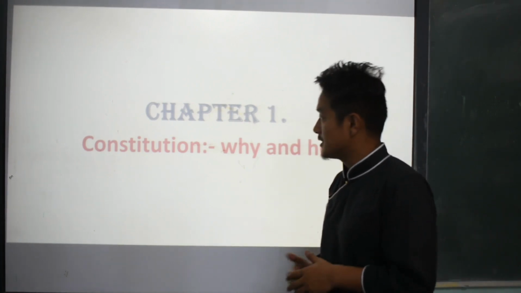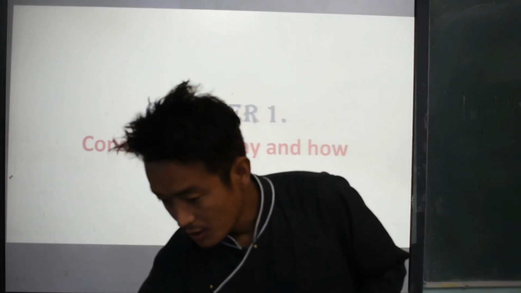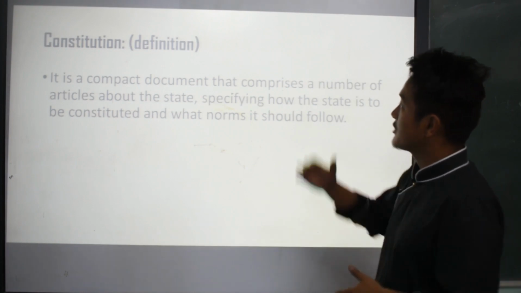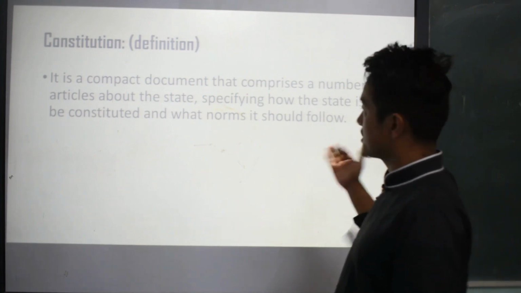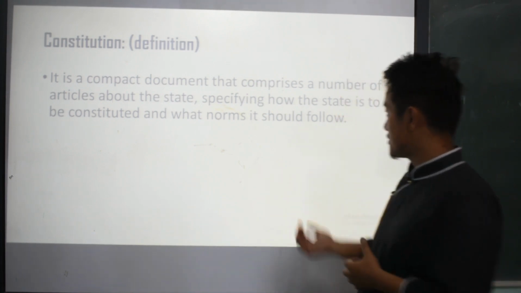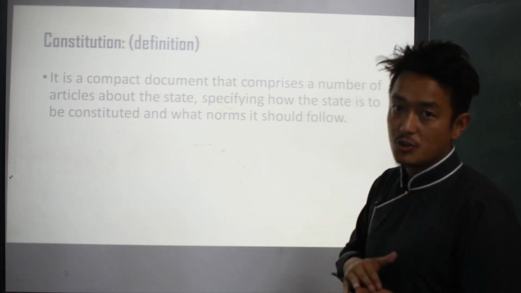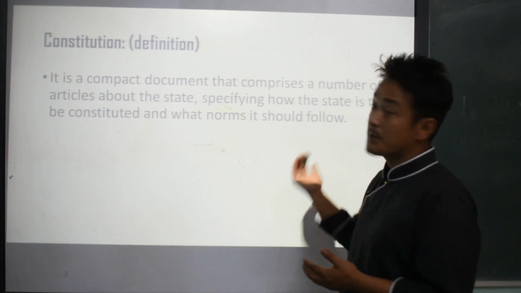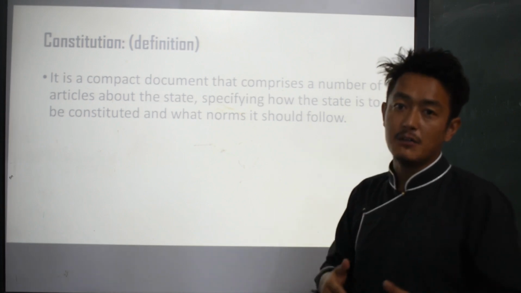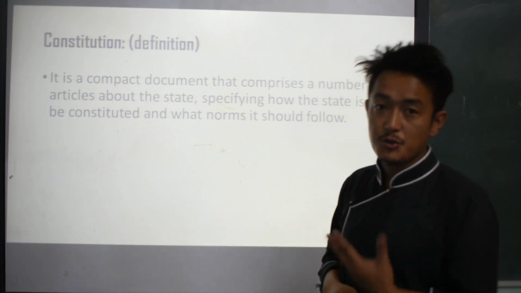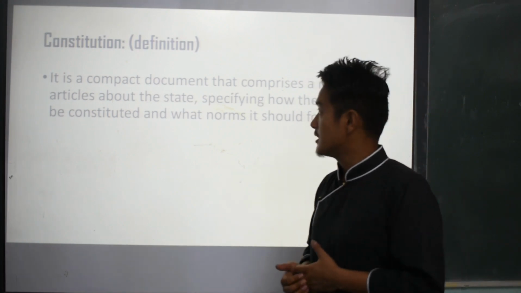But before we go any further, it is important for you to understand the meaning of the Constitution itself. So here's the meaning of the Constitution. It is a compact document that comprises a number of articles about the state, specifying how the state should be constituted and what norms it should follow. So it basically means it is a compilation of a number of documents that comprises a number of articles about the state, on how the state should be governed and what kind of norms it should follow while it is governing the state.